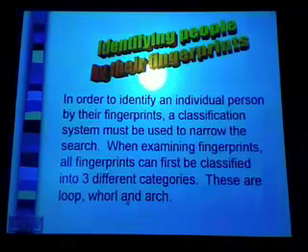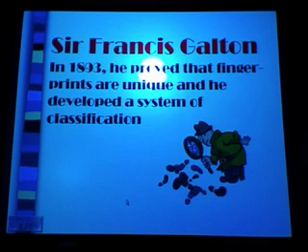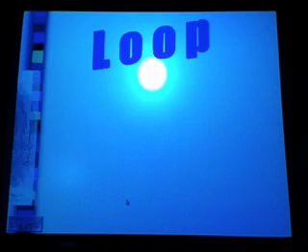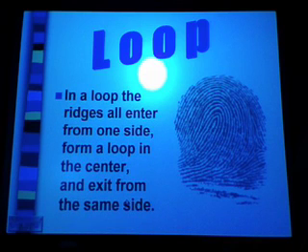In order to identify an individual person, then, the fingerprints are classified to narrow our search. They're placed into one of three different groups. These are loop, whirl, and arch. Sir Francis Galton is the inventor of the system we are evaluating today. In 1893, he proved that fingerprints are unique, and he developed a system of classification. His three fingerprint classification groups are loop, arch, and whirl.